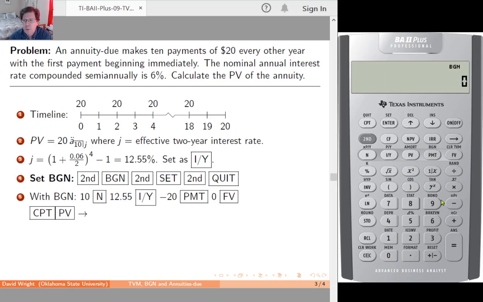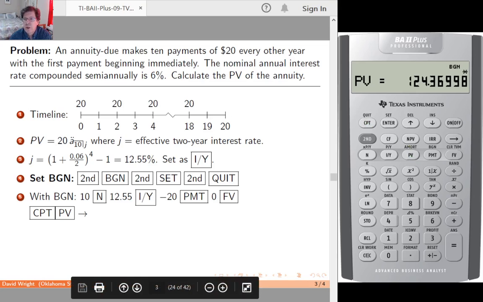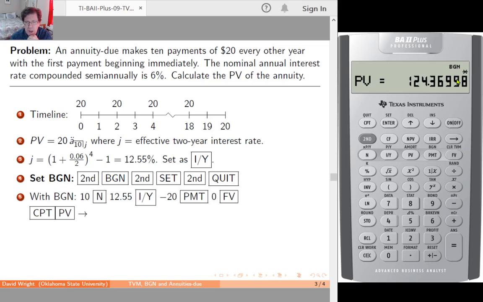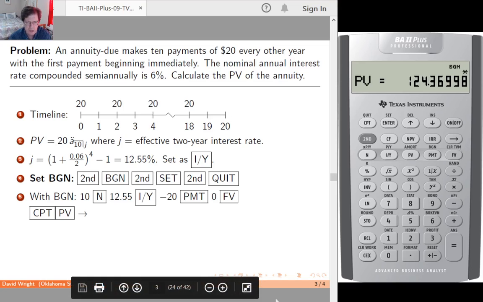The future value will be 0. And now all I have to do to figure out the answer is say compute present value. And there it is, $124.37. And remember, you have to check that you have BGN set. If I didn't have BGN set, this number would turn out different and would be the annuity immediate, not the annuity due. So that's how that one worked out.